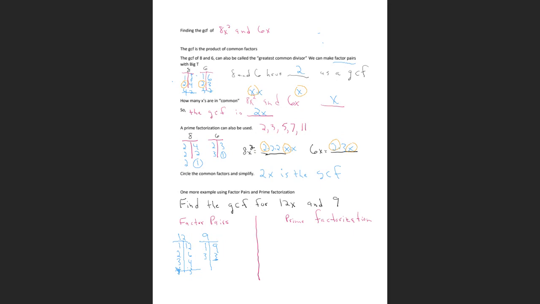Our factor pairs here, we have 1, 2, 3, 4, 6, and 12 as the different factors of 12, and 1, 3, 9 are the different factors of 9. Notice how they do have a 1 in common. They don't have a 2 in common. They have a 3 in common, but that looks like the biggest. As far as the x's go, this has an x and this doesn't have an x. So the GCF here is going to equal then this 3.